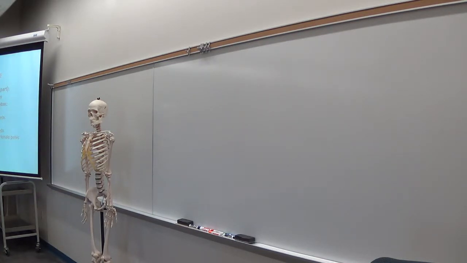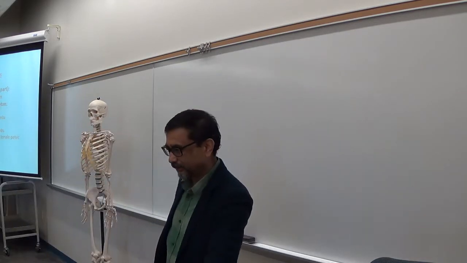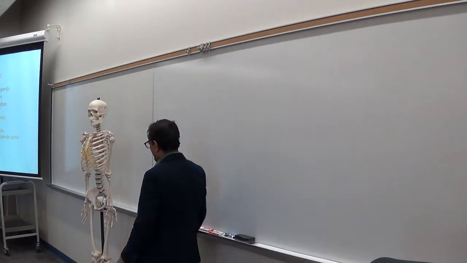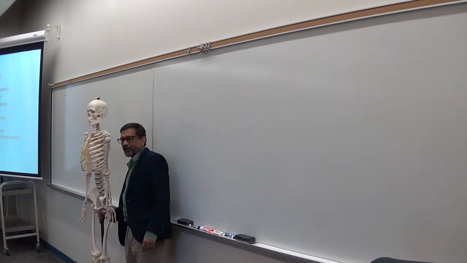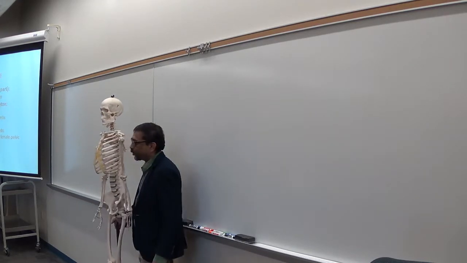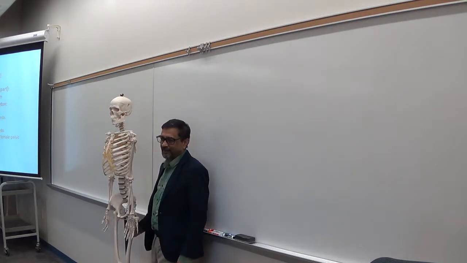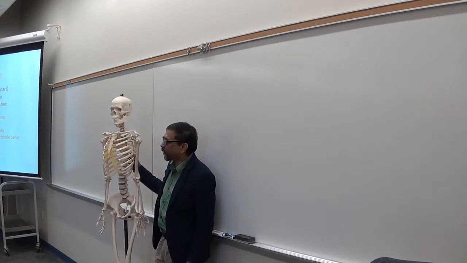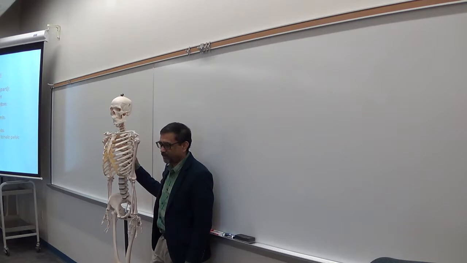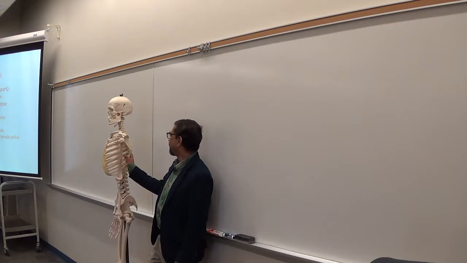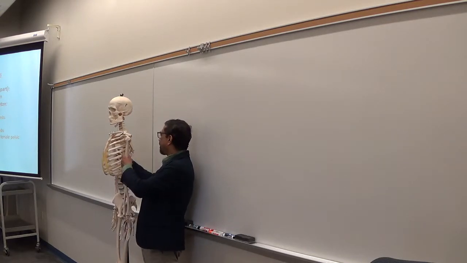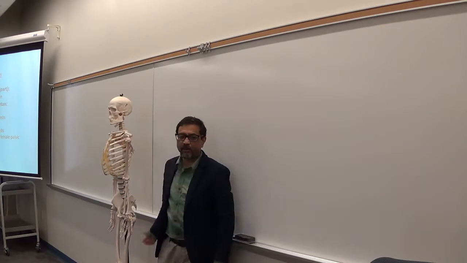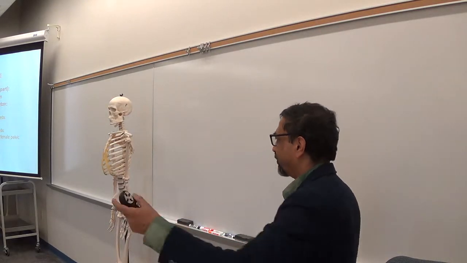This morning, everybody. We were talking about the skeleton. In the last lecture, I talked about the axial skeleton. Today, we'll talk about the appendicular skeleton. You know that the appendicular skeleton consists of the upper and lower limbs, or upper and lower extremities.